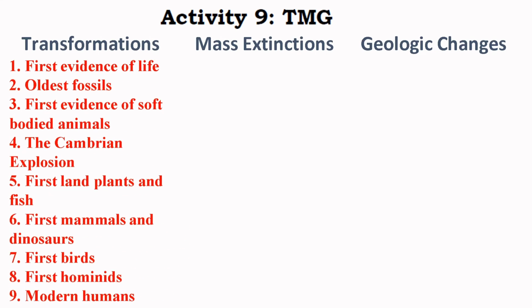For transformations, we have the evidence of life, oldest fossils, first evidence of soft-bodied animals, the Cambrian explosion, first land plants and fish, first mammals and dinosaurs, first birds, first hominids, modern humans.